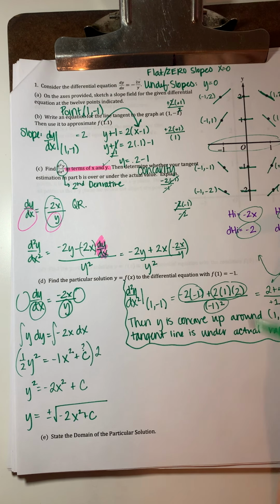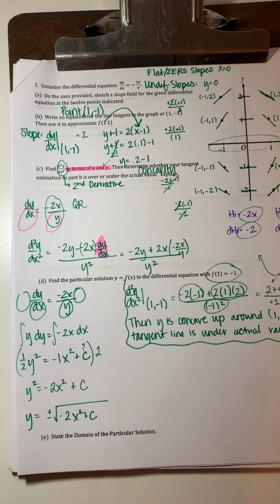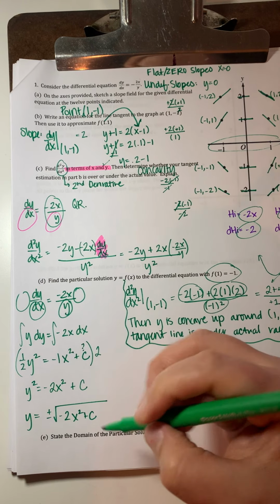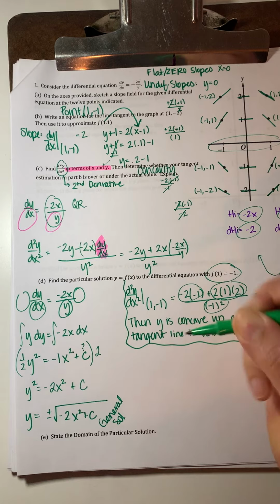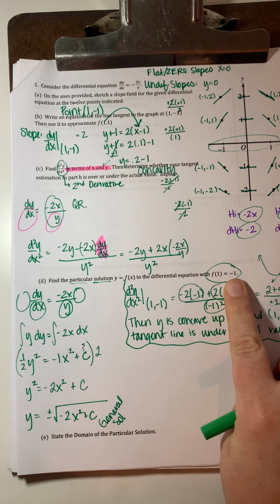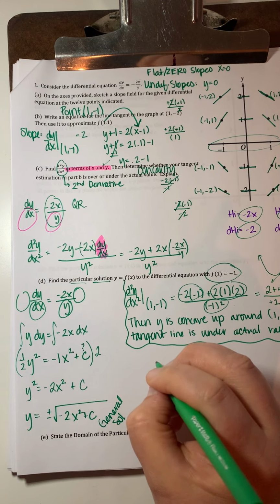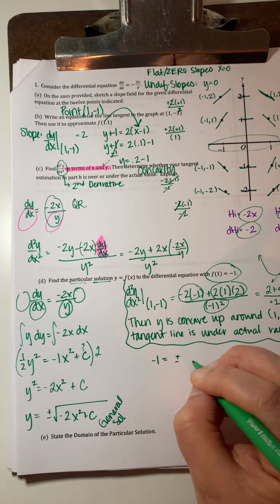Okay, then remember, it told me that my point passed through 1, negative 1. So that's how I'm going to get from, remember, this is a general solution to a particular solution is using that ordered pair. So I would say negative 1 is the answer.